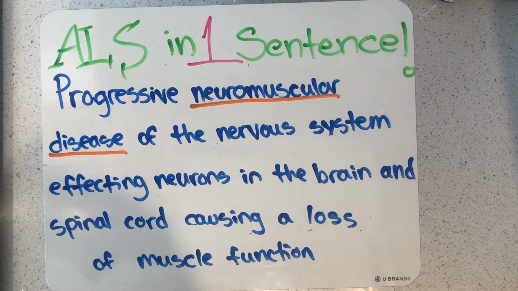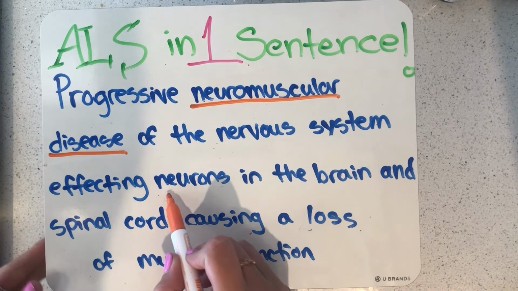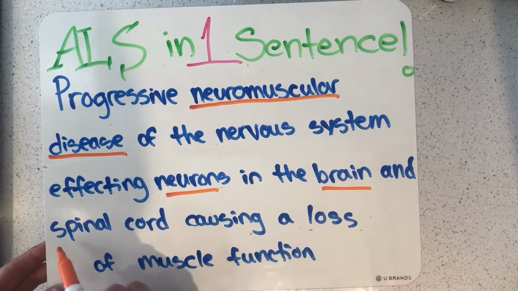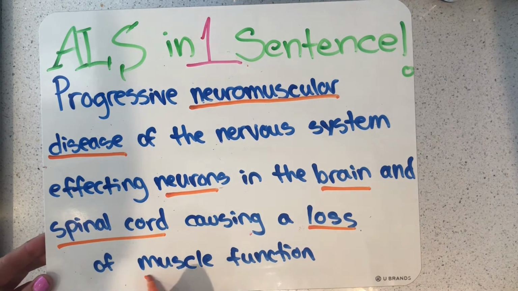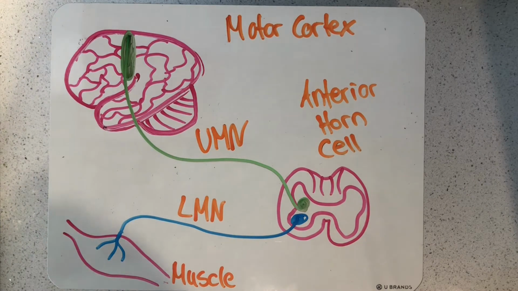This is a progressive neuromuscular disease of the nervous system which affects neurons in the brain and the spinal cord. The cause of this is a loss of muscle function. Let's take a look at the mechanism of injury with ALS.